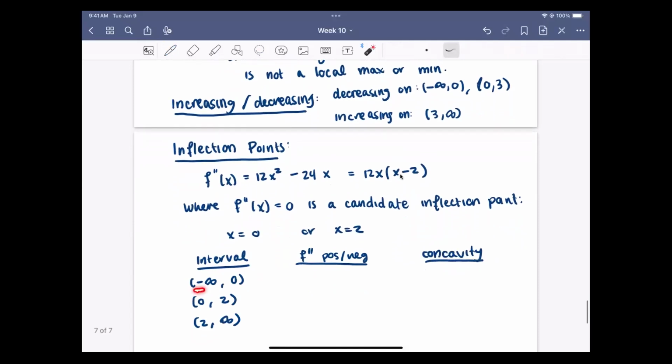Okay, so for values of x from negative infinity to 0, is f double prime positive or negative? Yeah, so it'll be positive, right? Because we're plugging in here, this term will be negative, and this term will also be negative, and so we're multiplying 2 negative numbers, so we get a positive here. So we're concave up on that interval.